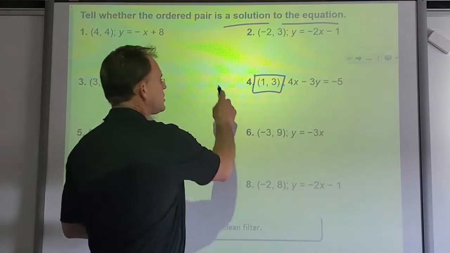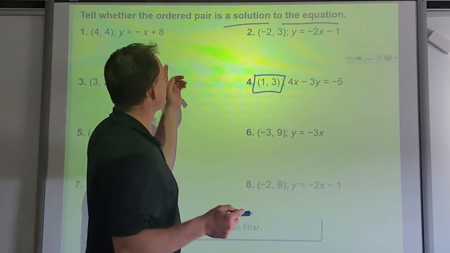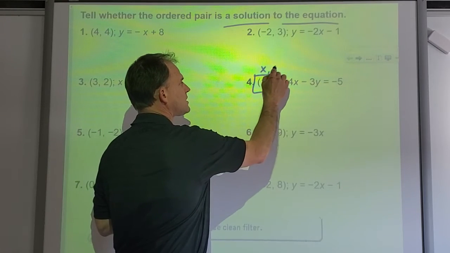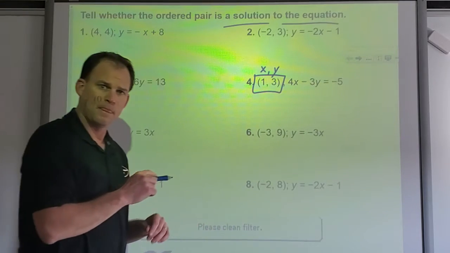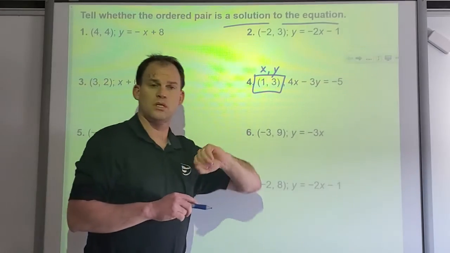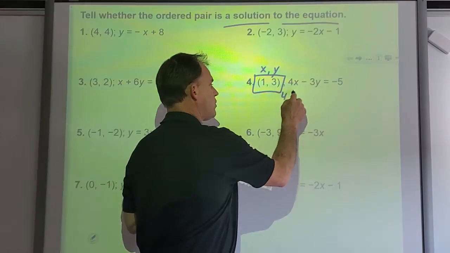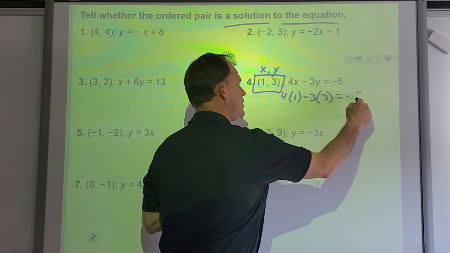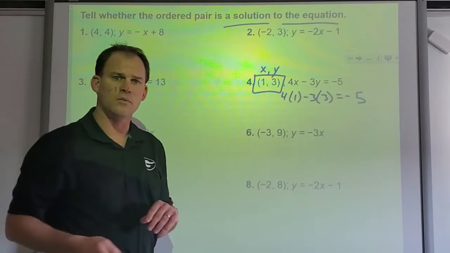Okay, so let's take a look at this problem right here. Determine if it is a solution to the equation. So remember, our coordinates are always x, y. So I'm going to substitute those into the problem. So it's 4 times 1 minus 3 times 3 equals negative 5. And then work it out.